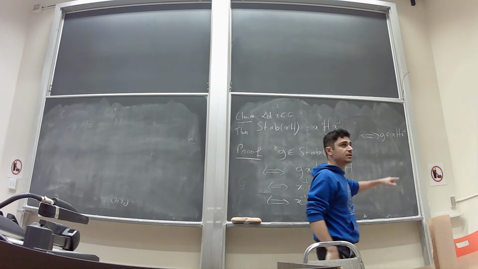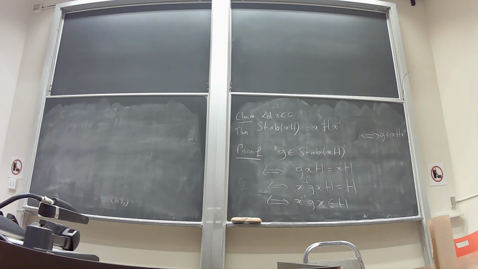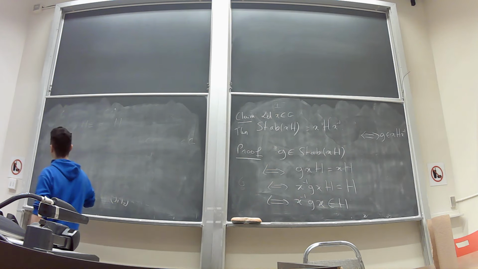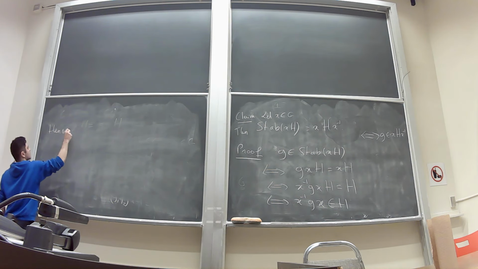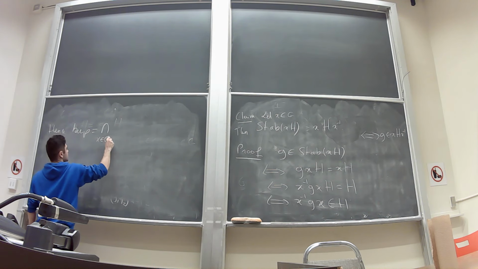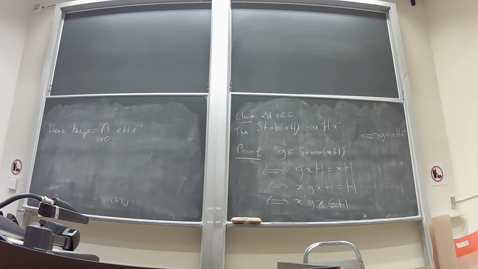The kernel of rho will be the intersection of all of these, right? You see that? It's the intersection of all the stabilizers. So what are all the stabilizers? What is the stabilizer of xH? This is just xHx inverse. Hence, the kernel of rho is the intersection, as x is in G, of xHx inverse. So far so good? Yeah?